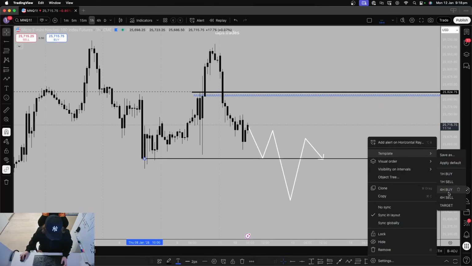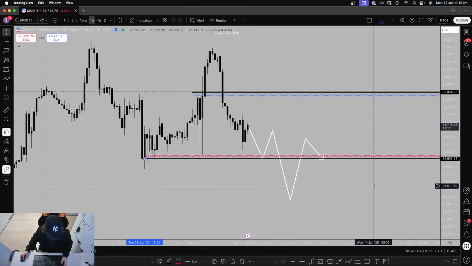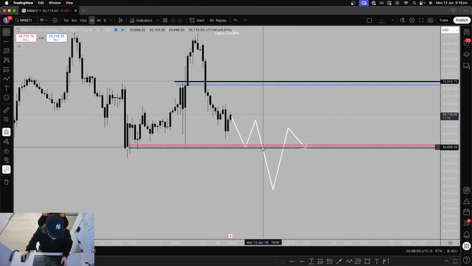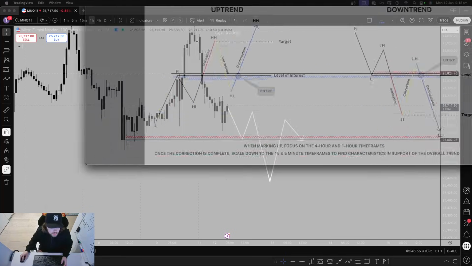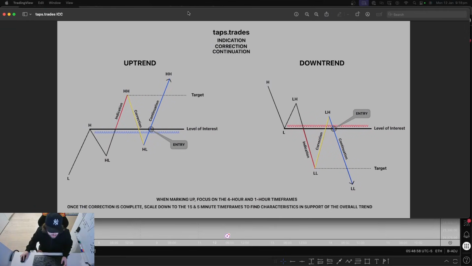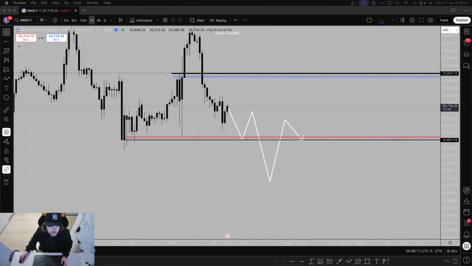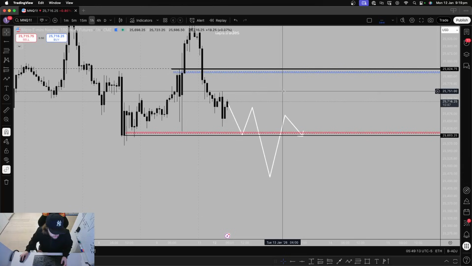So, template 4 hour, 1 hour sell. That's the indication. This would be the correction. This would be the continuation. That's what I want to see for sells. Just based on the drawing, we've got that high, low, lower high, lower low, creating that indication. Price creates that lower high, we draw our level of interest for that continuation phase to play out. That's what we would look for.